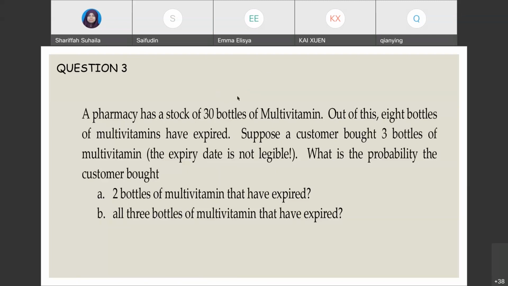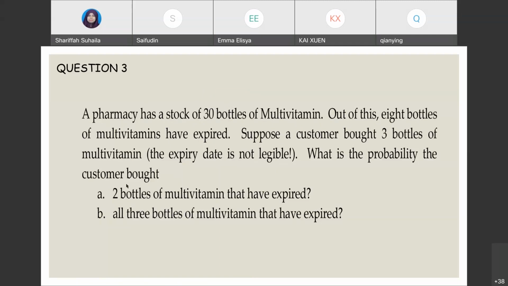Okay, so again, this one, kalau kita baca dia punya soalan dia, it should be a combination, ya. Okay, so here a pharmacy has a stock of 30 bottles of multivitamin. Okay, out of these, you have 8 bottles of multivitamins have expired. Okay, suppose a customer bought 3 bottles, okay, of multivitamin. The expired date is not eligible. So what is the probability that customer bought 2 bottles, okay, of multivitamin that have expired?